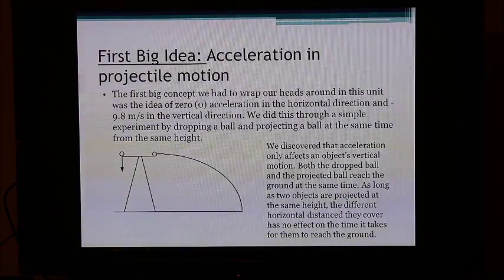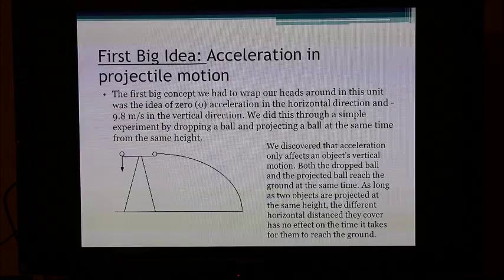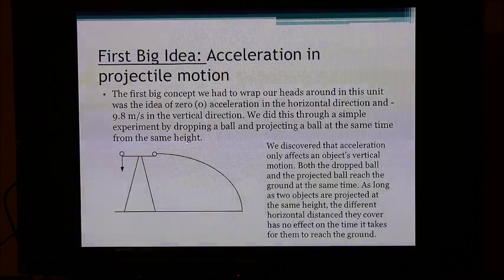Okay, so the first big idea in this unit, acceleration and projectile motion. The first big concept we had to wrap our heads around was the idea of zero acceleration in the horizontal direction and the acceleration of free fall, 9.8 meters per second squared, in the vertical direction. We did this in class through a simple experiment of dropping a ball and projecting a ball at the same time from the same height off the desk.